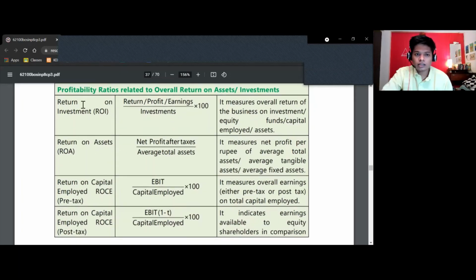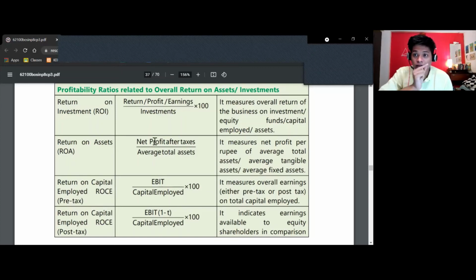Profitability ratio is again return on investment, something that everyone has heard of, like the ROI of your college and everything. So it's how much return you get divided by the amount of investment that you've made. It measures the overall return of the business, fund or capital employed or assets. Return on asset is specific to net profit divided by assets. Return on capital employed is the return.